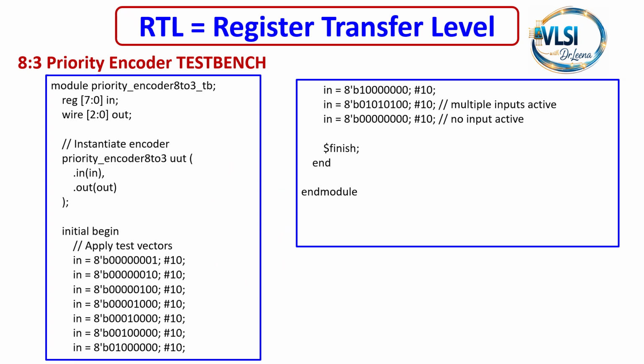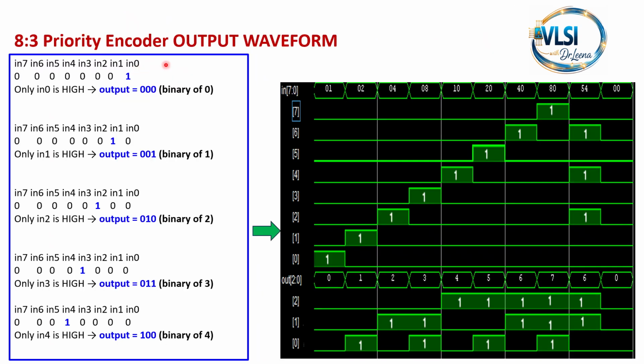Now let's see the output wave. Yeah students, now we are going to see the 8:3 priority encoder output waveform. Look at this, this is the waveform. Here we have inputs and at the bottom we have outputs. Let's see all these test cases. First, we have IN0, IN1, IN2, IN3, IN4, IN5, IN6, IN7. These are all inputs. And in the first test case, we have given that IN0 is active.